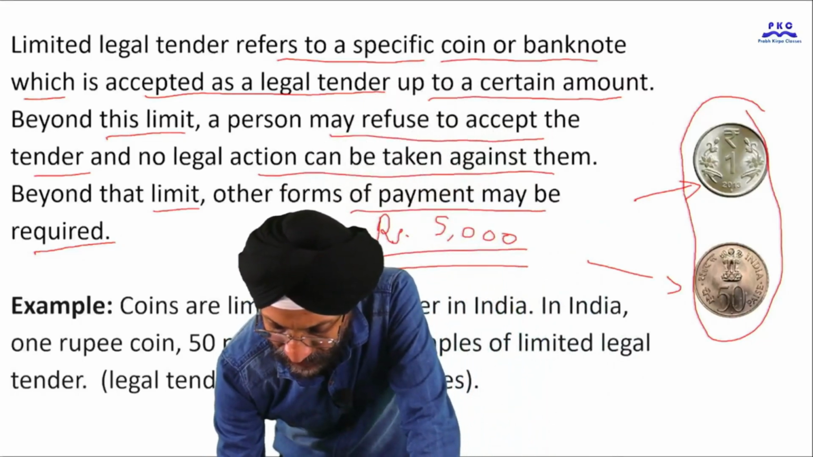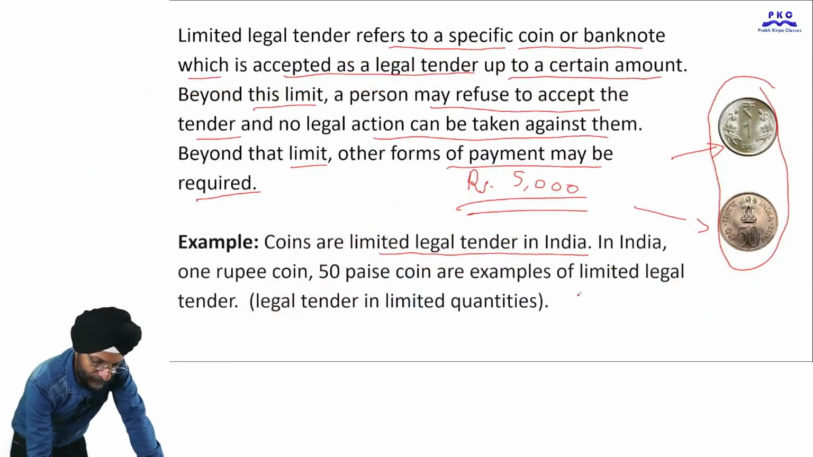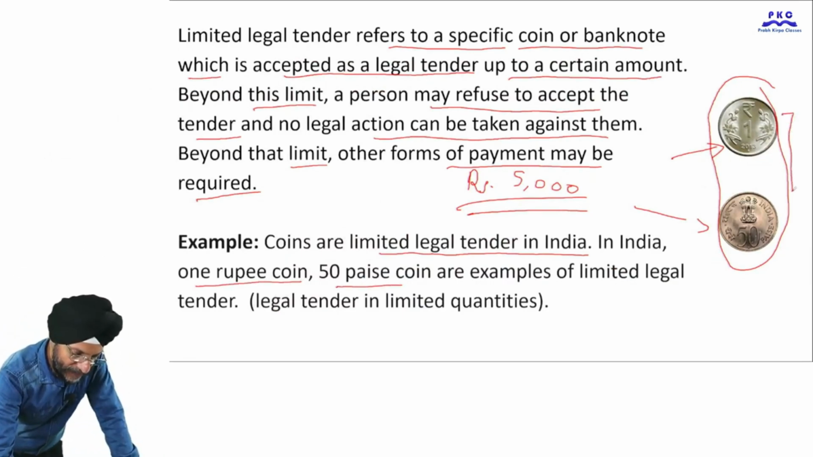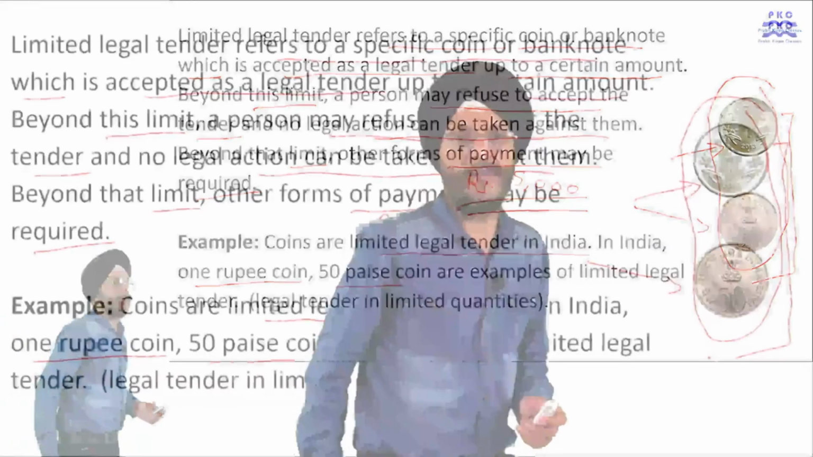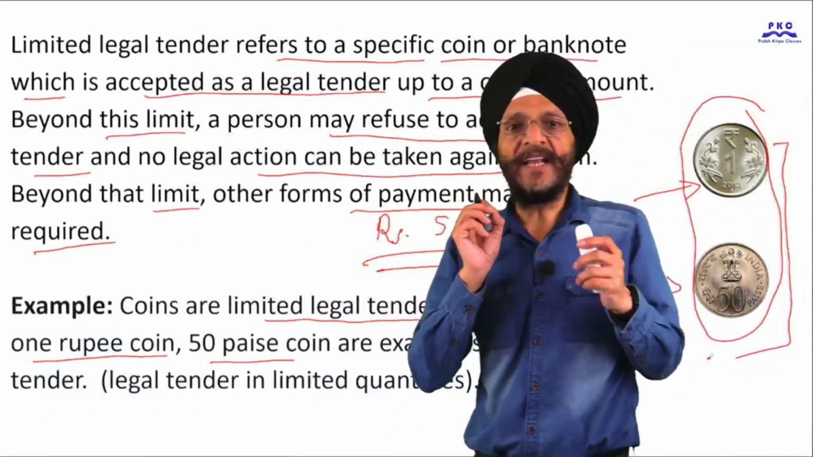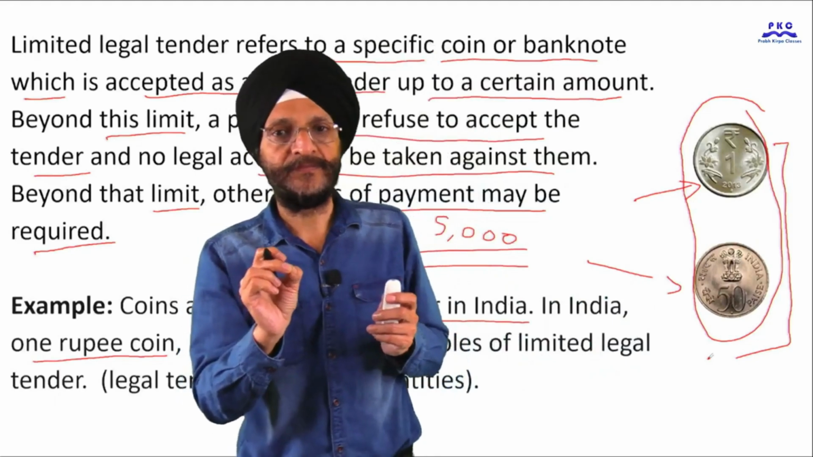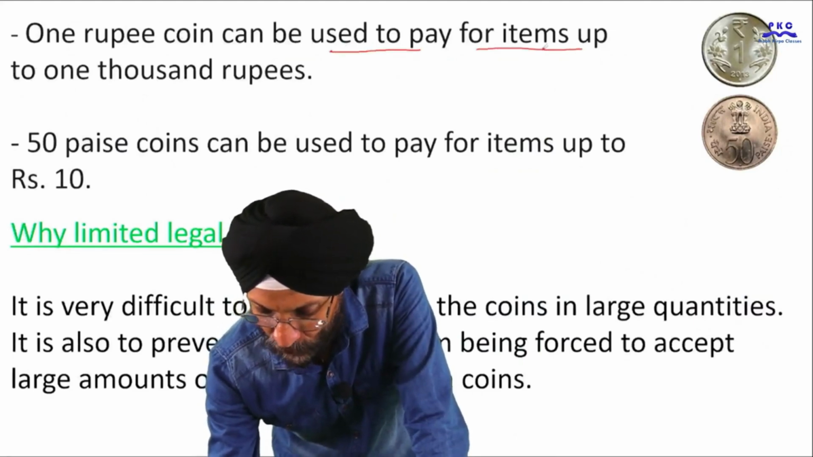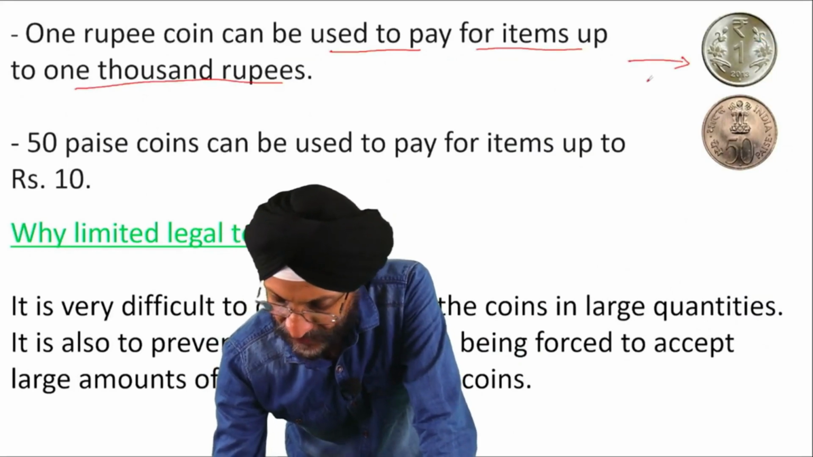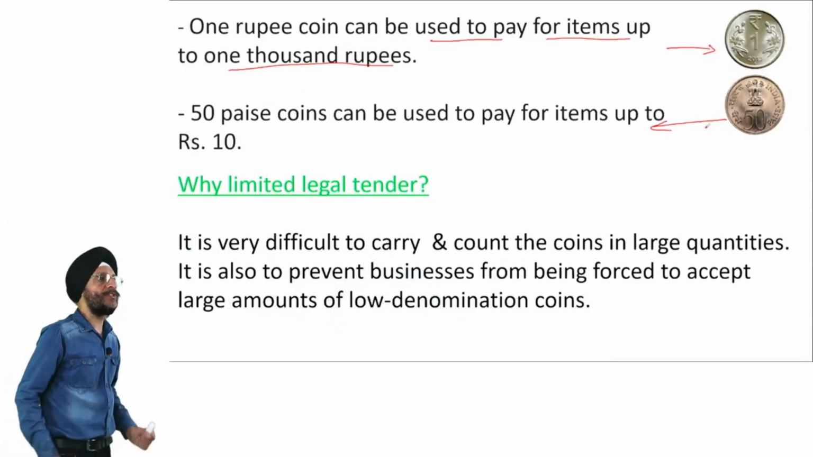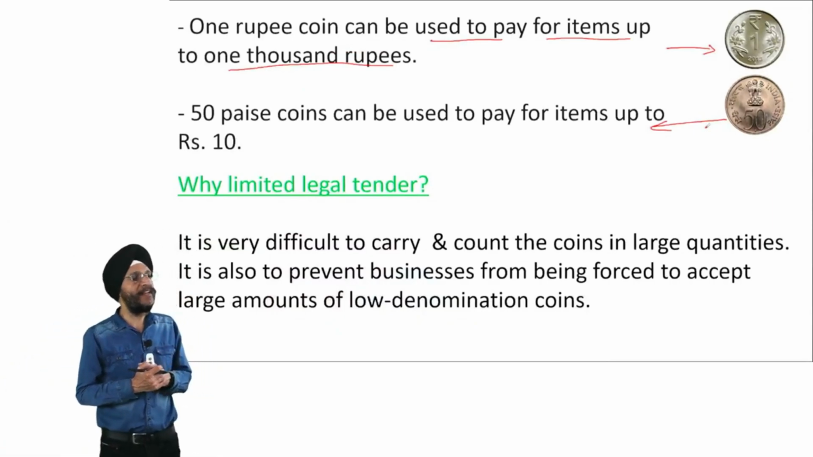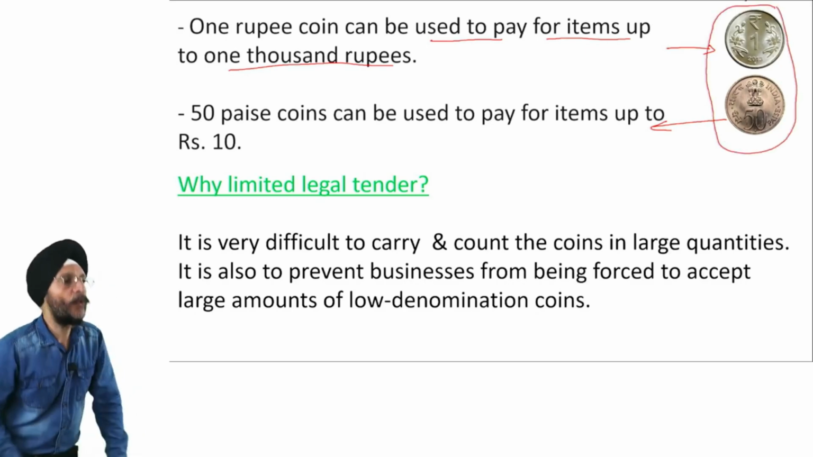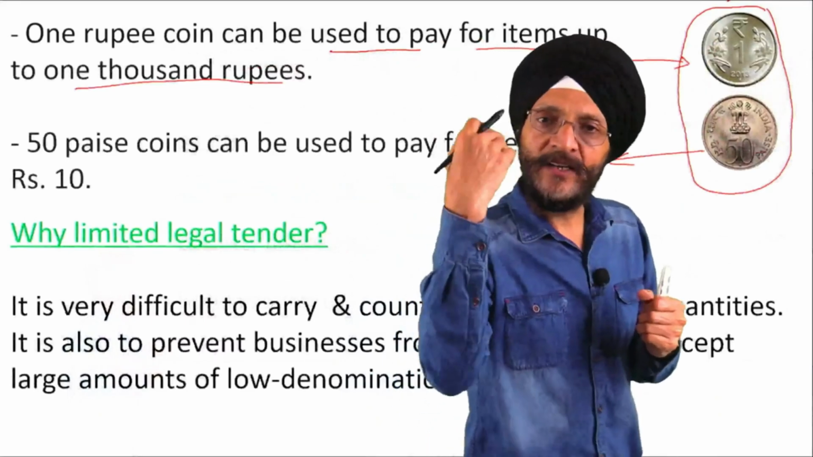For example, coins are limited legal tender in India. In India, 1 rupee coin and 50 paisa coins are limited legal tender. That is, legal tender in limited quantities. 1 rupee coin can be used in India to pay for items up to 1000 rupees, and 50 paisa coins can be used to pay for items up to rupees 10 in India. These coins are not legal tender in other countries.